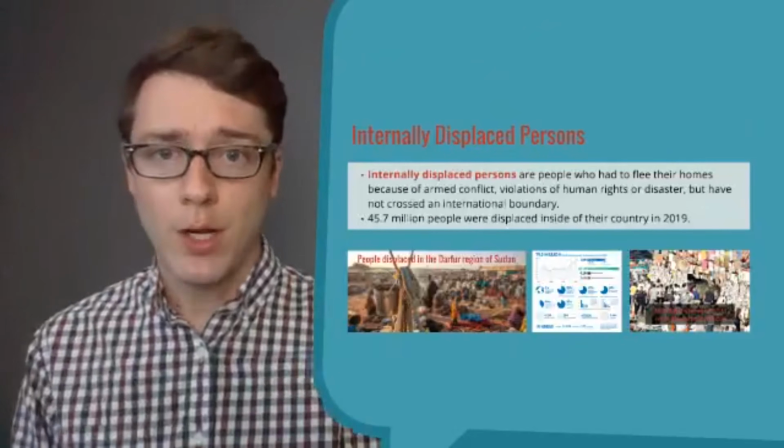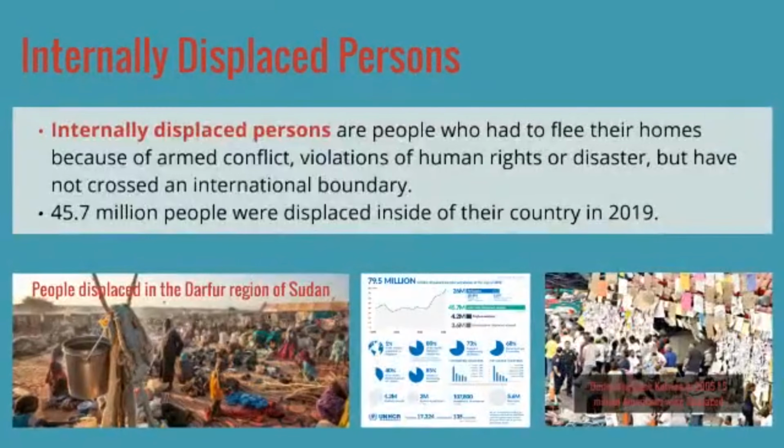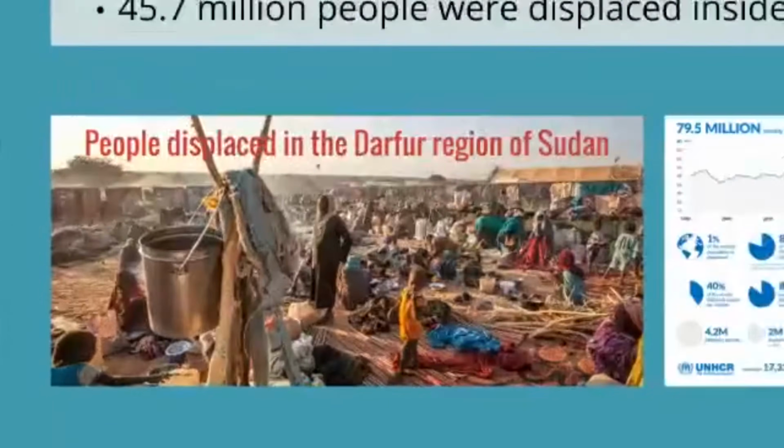Internally displaced persons are similar to refugees and asylum seekers, but they have not left their home country. So internally displaced persons are people who have had to flee their homes because of armed conflict, violations of human rights, or a natural disaster, but they haven't crossed an international boundary. So 45.7 million people were internally displaced in 2019. That number is much higher than asylum seekers and refugees. So the majority of people who are forced out of their home end up staying in their own country.